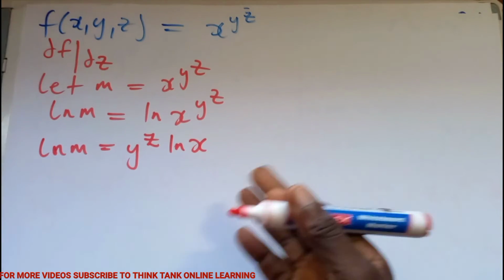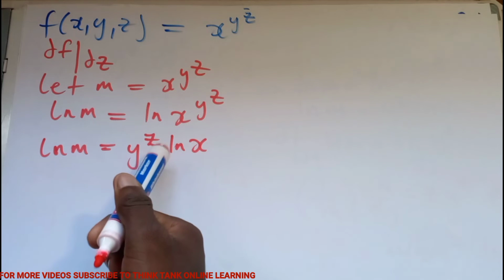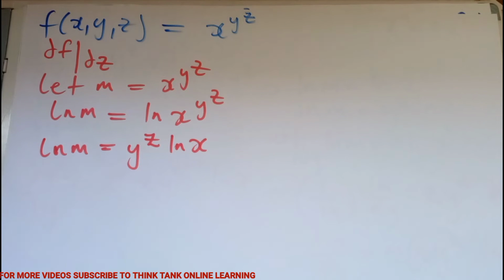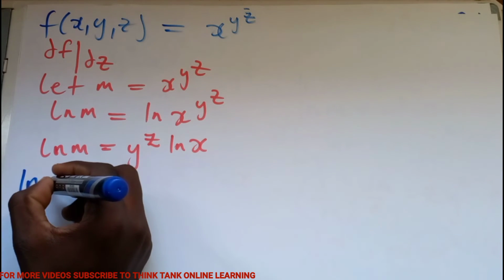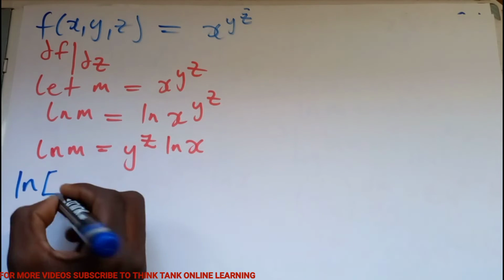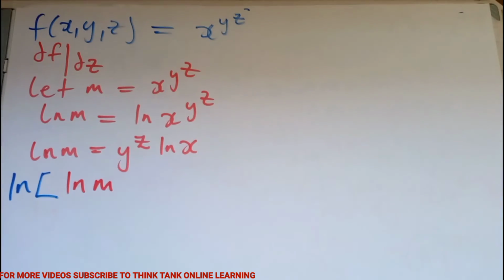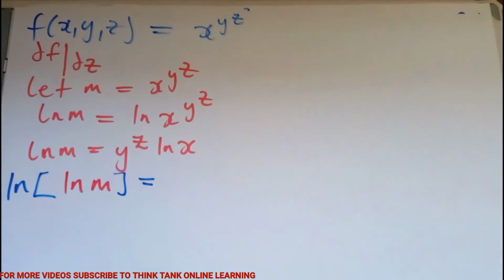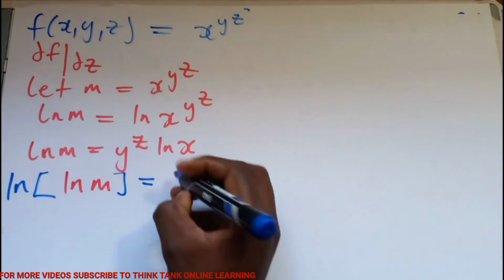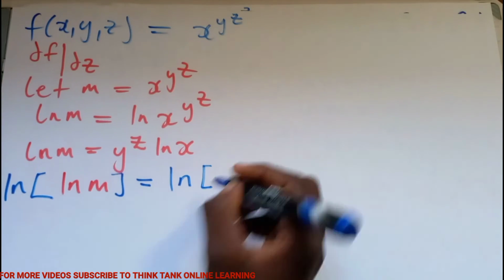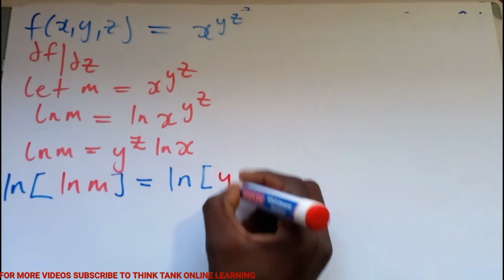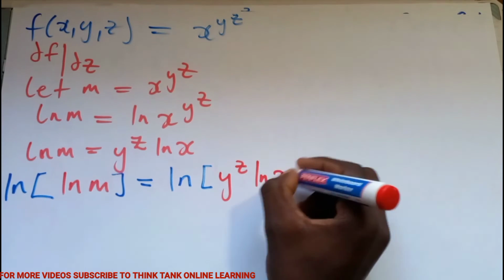Now you can see that we've tried, but z is still in the power of y. We're going to apply another law of logarithms. We're going to take natural logs on both sides again, so I'm going to have the natural log of ln m is equal to the natural log of y to the power z ln x.